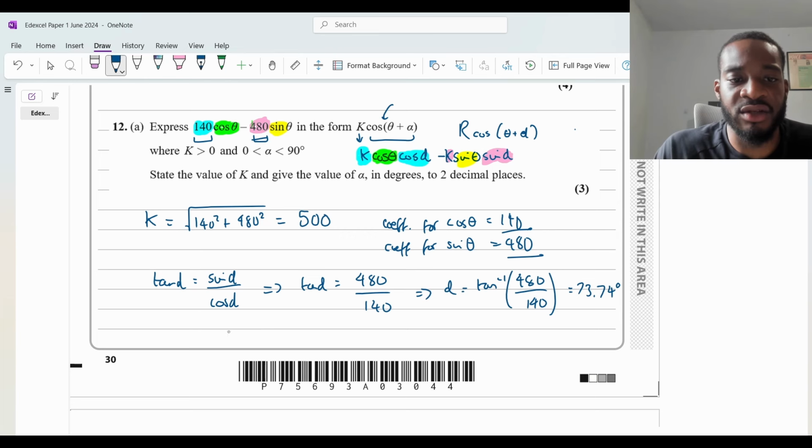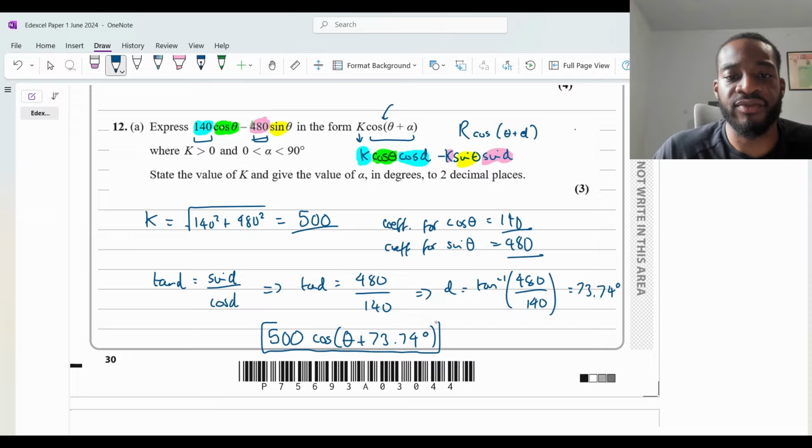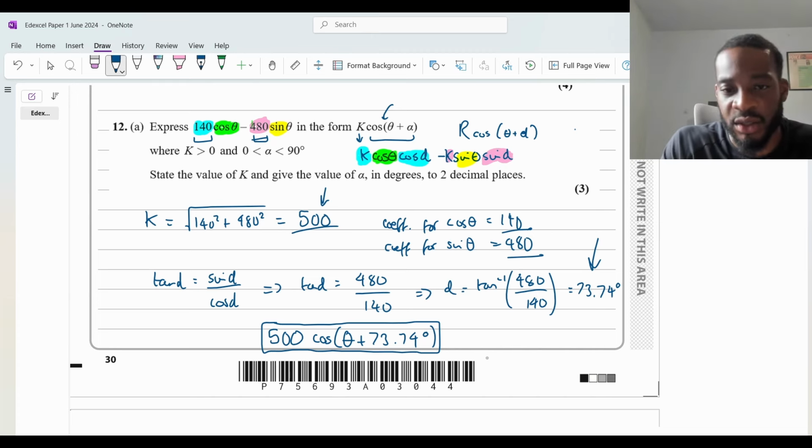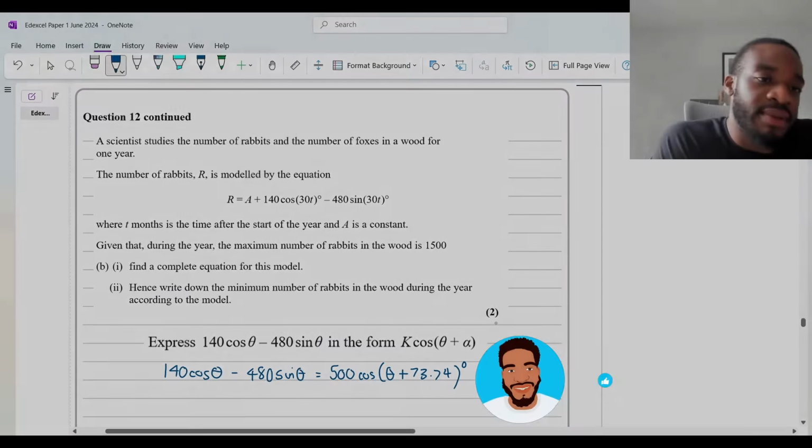So what we're going to say here is that k is 500. So the answer is going to be 500 cos theta plus alpha, which is 73.74 degrees. So this right here, I'll do it in the box, is going to be an answer because K is 500, alpha is 73.74. So always make sure you write it like that. So yeah, that's how I do it if I'm doing it quickly. But guys, let me know in the comments how you guys do it and if I'm allowed to do it like this.